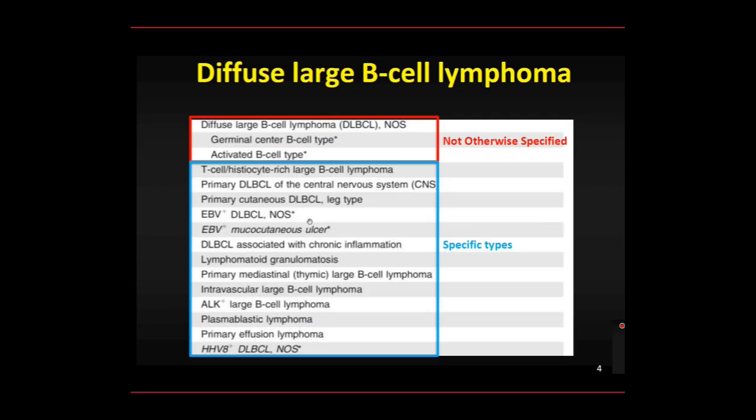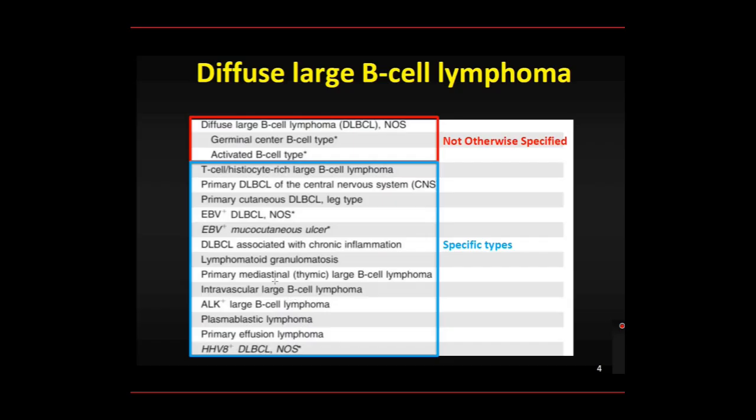be given by tissue location, like primary cutaneous DLBCL. It's called leg type. It was mostly presenting in lower limbs, but it's actually a cutaneous diffuse large B-cell lymphoma. Other location can be primary CNS diffuse large B-cell lymphoma.